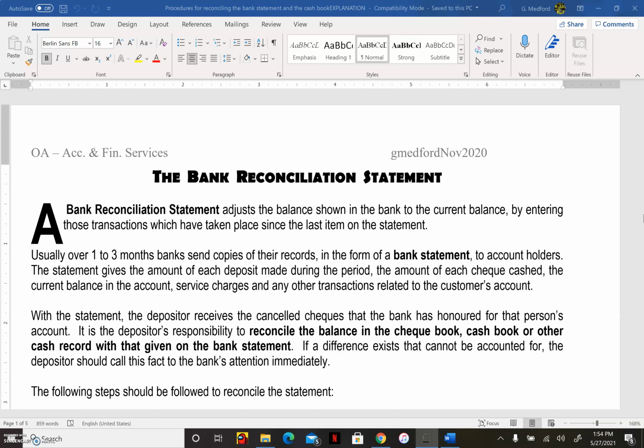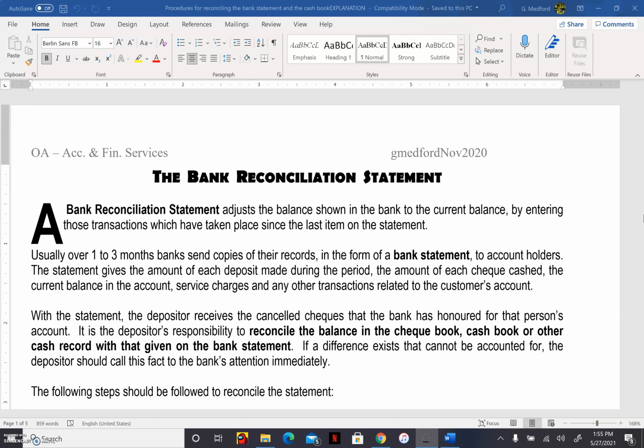So let's just recap. Firstly, we recall that a bank reconciliation statement adjusts the balance shown in the bank to the current balance by entering transactions which have taken place since the last item on the statement. And in part 1, we looked at the introduction to the bank reconciliation statement. Now we are going to examine the procedures for preparing the bank reconciliation statement.